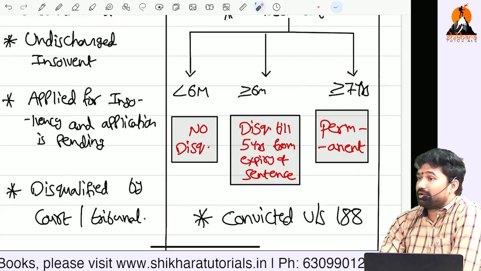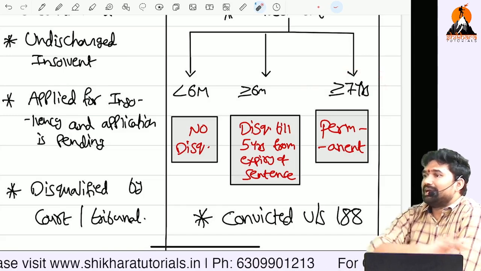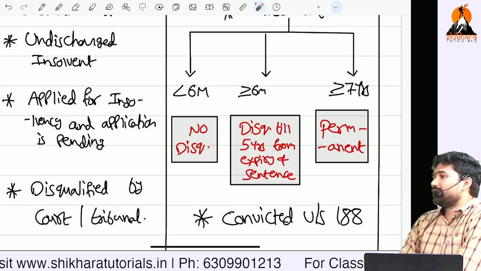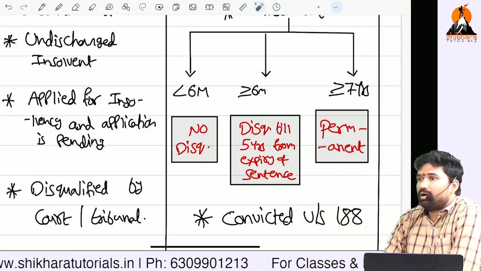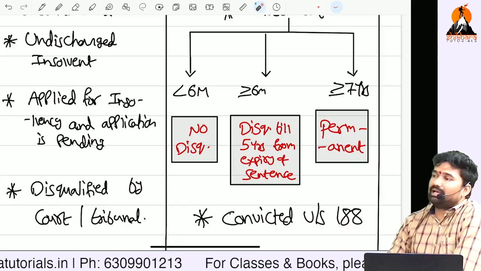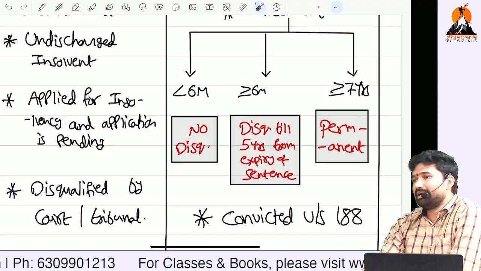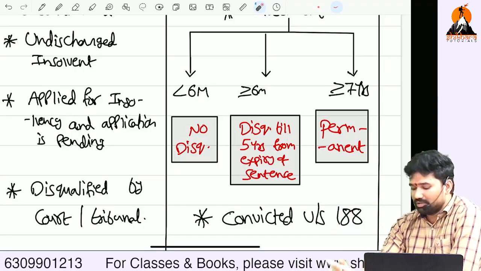If your imprisonment sentence is more than or equal to 7 years, you are permanently disqualified to act as director in your lifetime. You are not allowed to be appointed as a director in any company, public, private, OPC, Section 8, nothing. Permanently disqualified. So these are the rules.